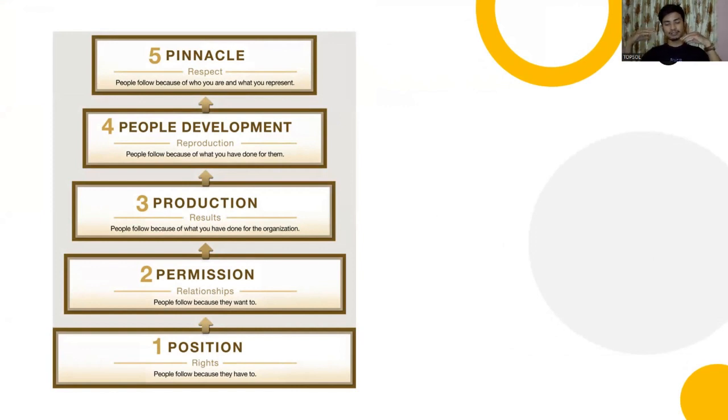The first level is called the positional level, or the right level. The second level is called permission, also called relationship. Then production, the result, then people development, reproduction, and the pinnacle. Let's say you've just started a business for yourself, and you want to reach the pinnacle of success.